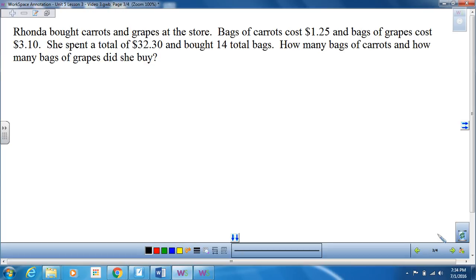Rhonda bought carrots and grapes at the store. Bags of carrots cost $1.25 and bags of grapes cost $3.10. She spent a total of $32.30 and bought 14 bags. How many bags of carrots and how many bags of grapes did she buy? So those are my two variables. x is the number of bags of carrots. y is the number of bags of grapes.